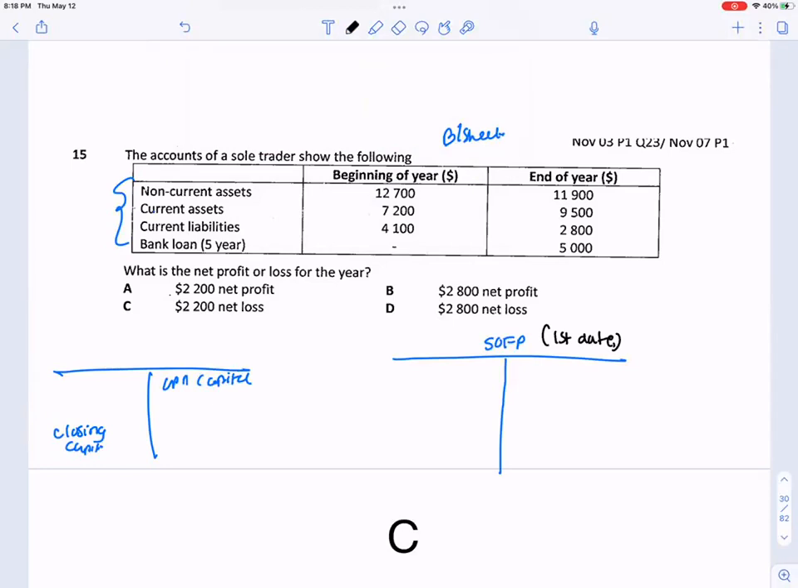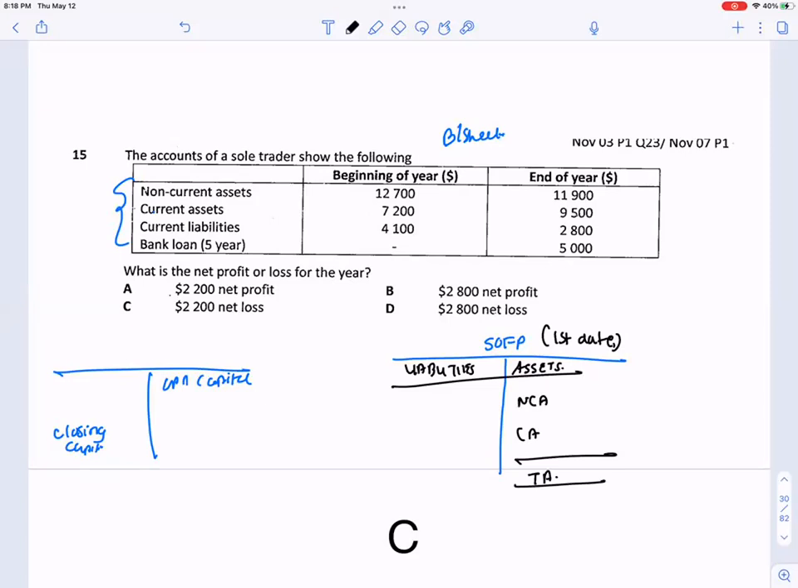This side you will have liabilities and that side will have assets. Assets is made up of current assets and non-current assets. Will non-current investment come? Yes. So this will become total assets.